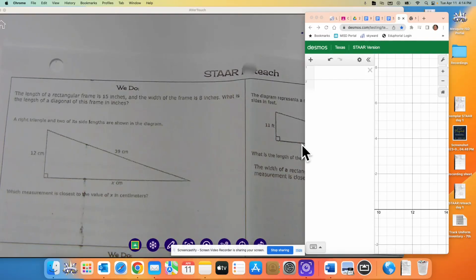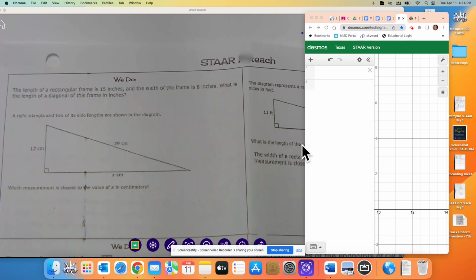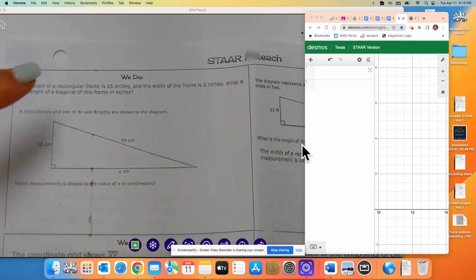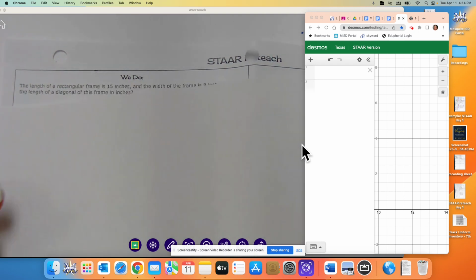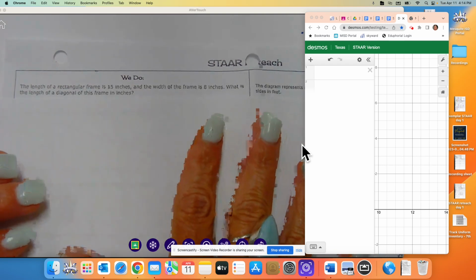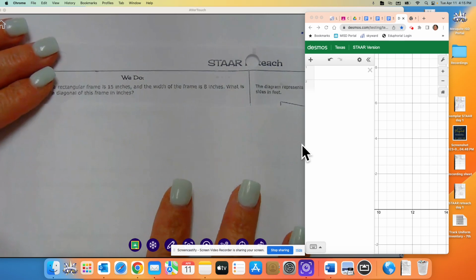Okay, we're going to continue with our STAAR review. I just noticed that when I made the copies, I made these a little too close together. So these are actually two different problems. So I'm going to cover up this problem here because we're just looking at this first one.